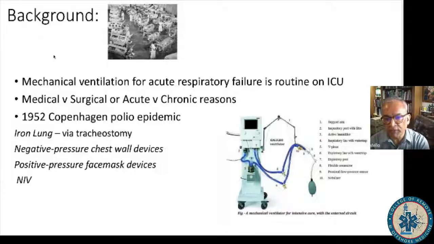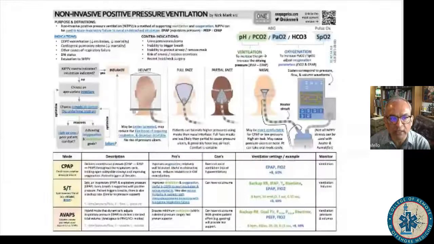And as you can see from the diagram on the right, a mechanical ventilator for intensive care can be quite complex and take some time getting used to. So just for the purposes of today's presentation, I want to briefly consider non-invasive positive pressure ventilation. And the most common one is CPAP, or continuous positive airway pressure, which you can do quite easily, even if your resources are limited.